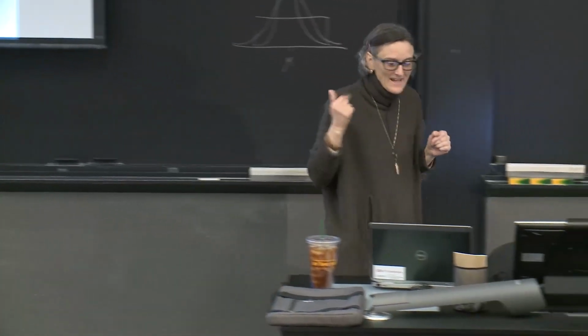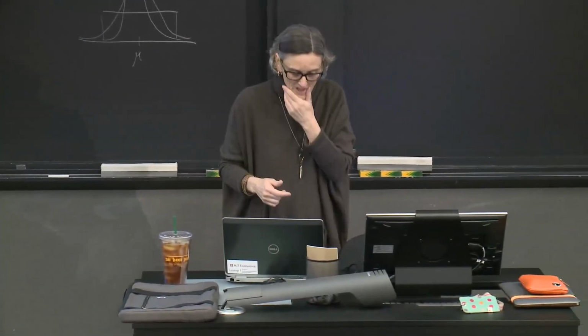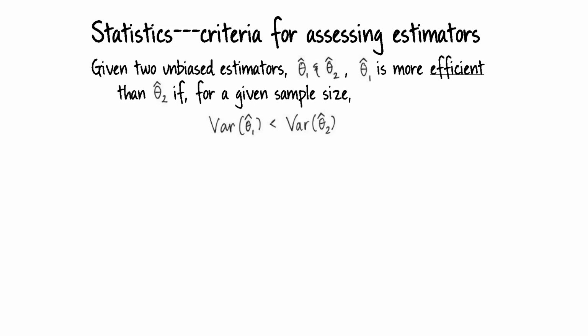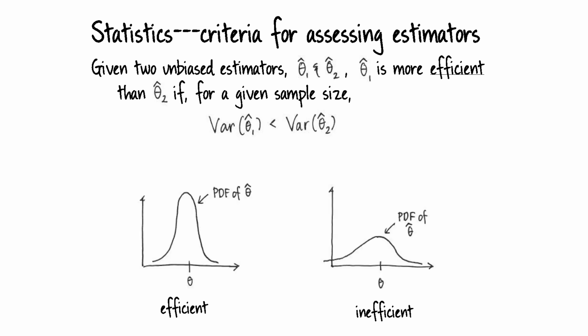Okay? And that's what efficiency is about. So given two unbiased estimators, theta 1 hat and theta 2 hat, theta 1 hat is more efficient than theta 2 hat if, for a given sample size, the variance of theta 1 hat is less than the variance of theta 2 hat. Okay? So let me show you a picture.